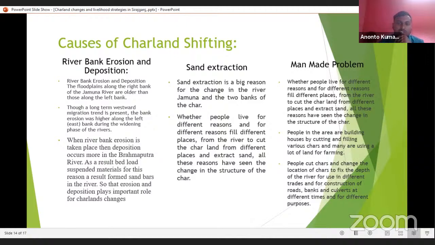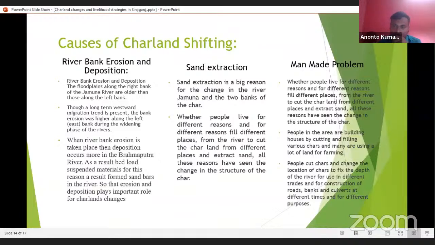The sand extraction is a big reason for the changing of the river Jamuna. On the two banks, the chars, people live for different reasons, and for different reasons they feel different places for the river to cut the char land, and in different places they extract sand. All these reasons have seen changes in the structure of the char.